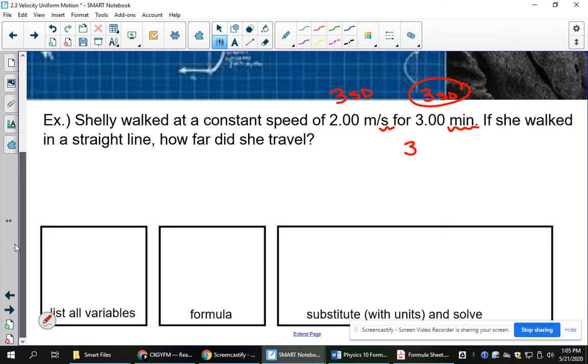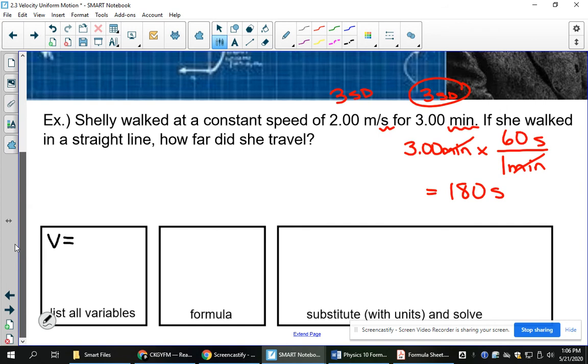If I have 3 minutes, how many seconds are in 1 minute? 60. We all know that. I times by 60 seconds, so the minutes cancel on top and bottom, and this is going to give me 180 seconds. Now, I'm going to write it with the same number of sigdigs so I don't get confused. 3 minutes was 3 sigdigs, and 180 seconds is also 3 sigdigs. So I'm ready to write my variables.